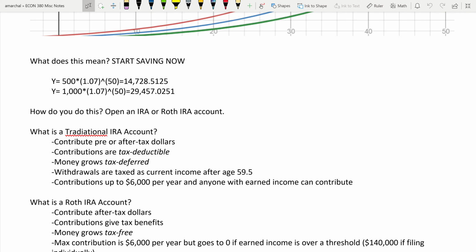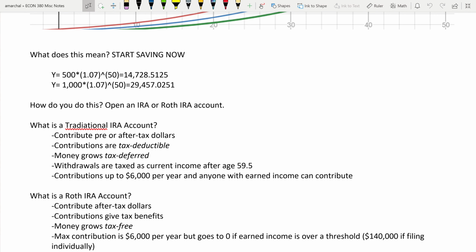However, in an IRA account, you don't have to pay that capital gains tax. The only time you get taxed is when you withdraw your money after you've hit age 60. And you can contribute up to $6,000 per year, and anyone with earned income can contribute. So pretty flexible requirements. Roth IRAs are a little bit more specific and particular.